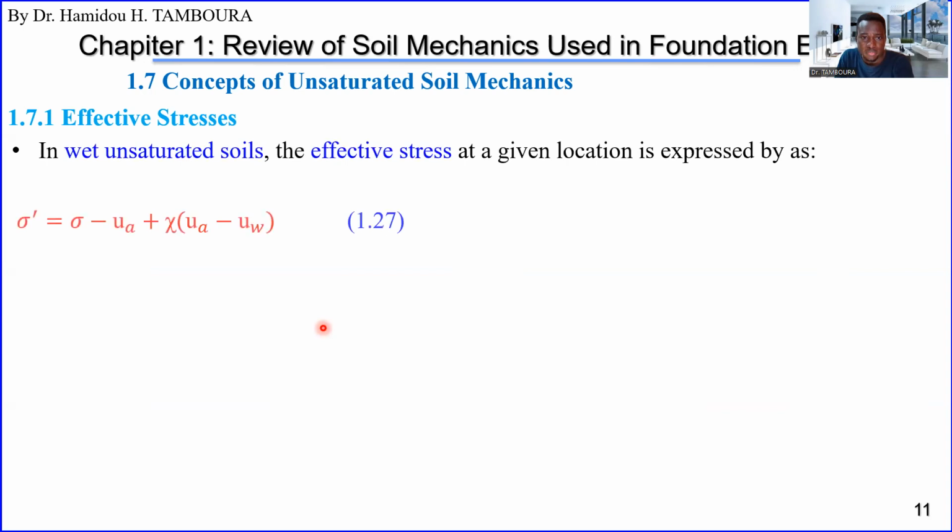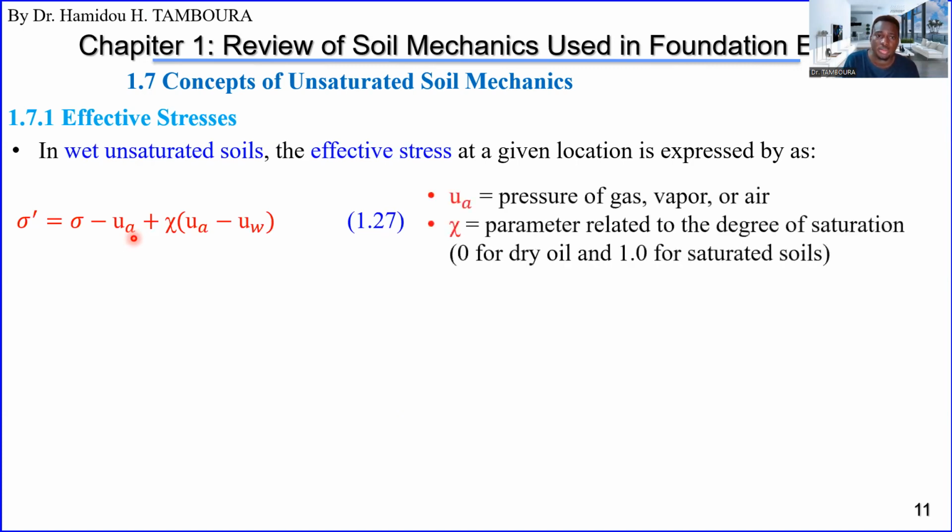So in wet, unsaturated soil, the effective stress can be obtained by this formula: sigma prime is sigma, the total stress, minus, you remember this, ua is the pore air pressure, okay, the pore air pressure, so pressure of gas, vapor, or air.